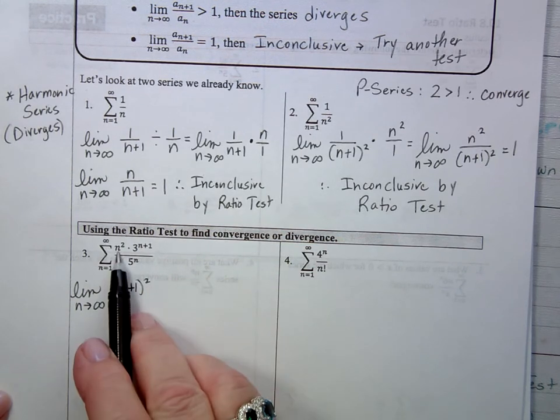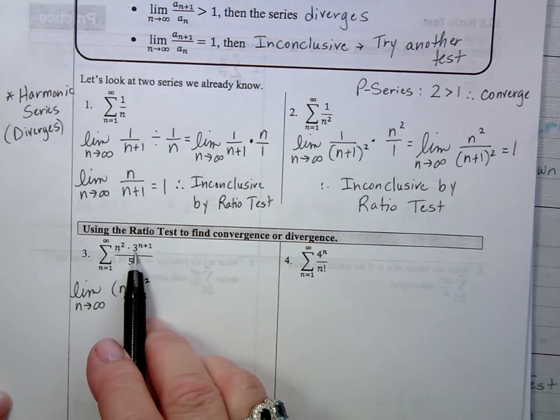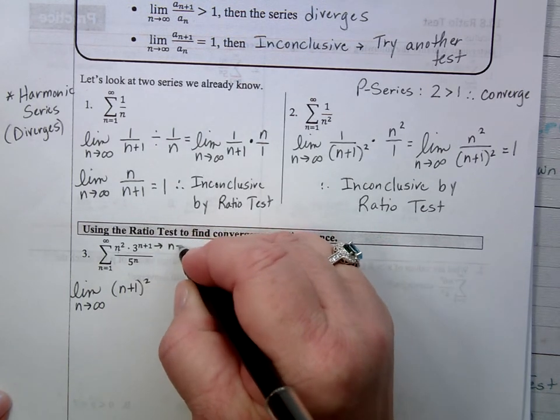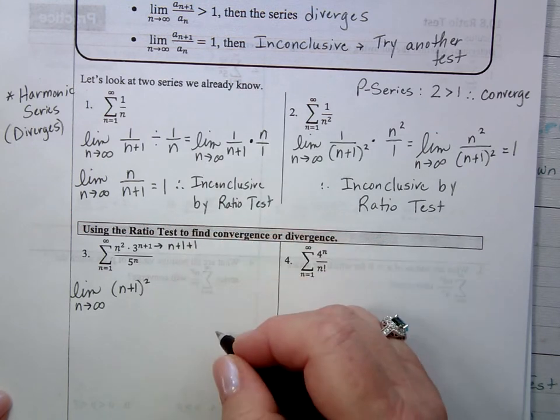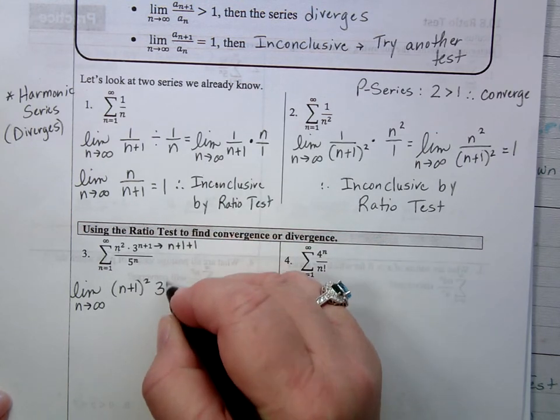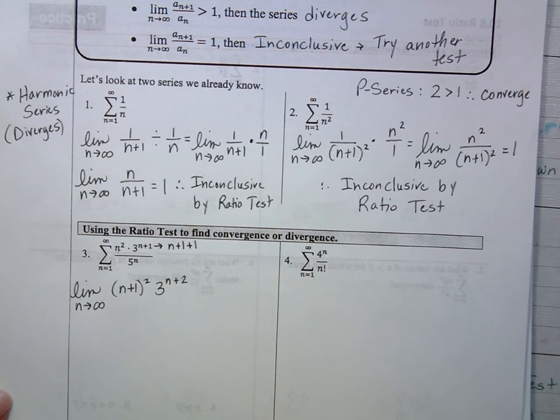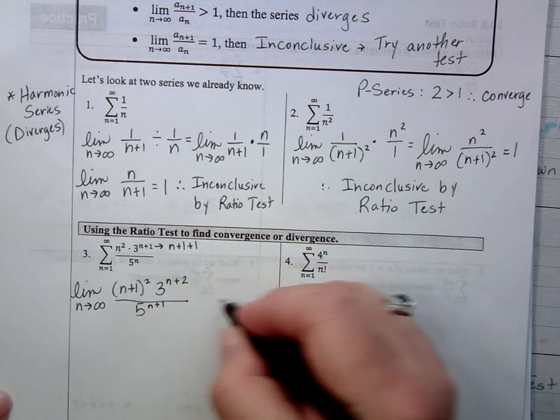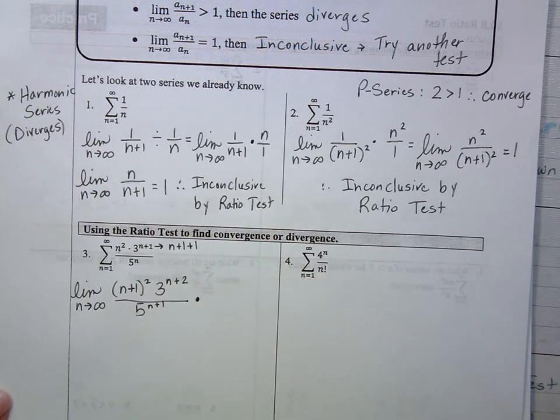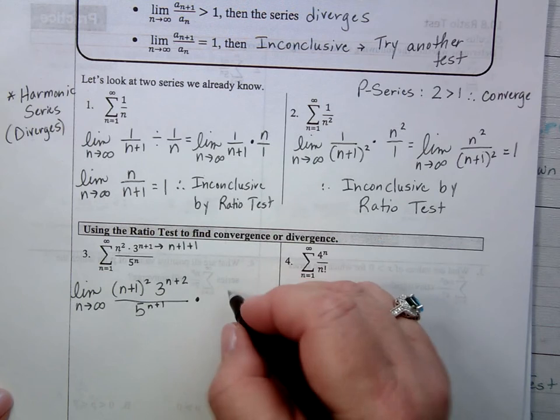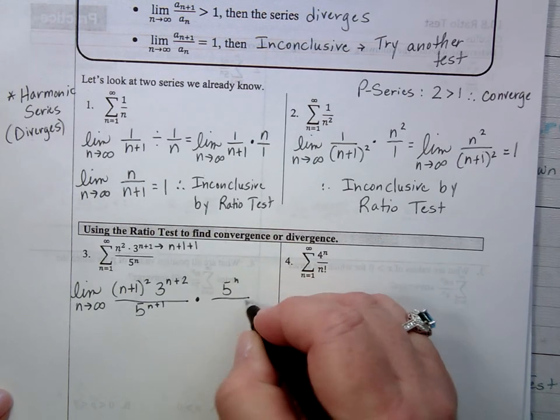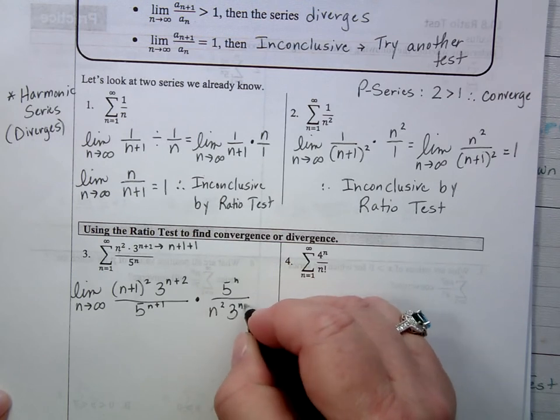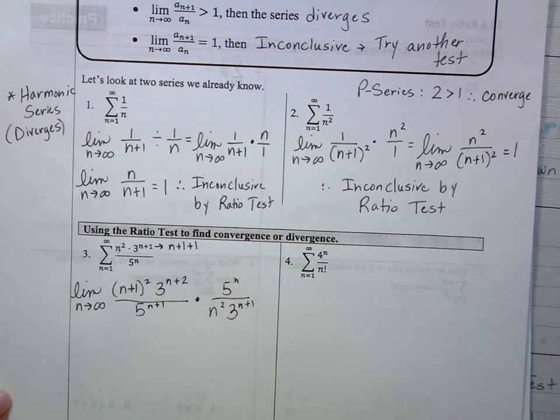That's this guy. This guy is going to be, think about this for a second, if I change this to n plus 1 and then plus another 1, it's going to be 3 to the n plus 2 over 5 to the n plus 1, times, keep change flip, 5 to the n over n squared 3 to the n plus 1. That's the original just flipped.